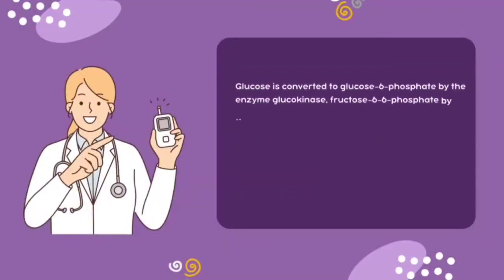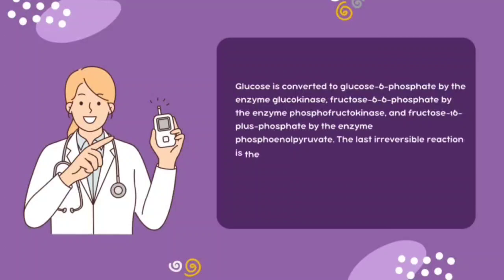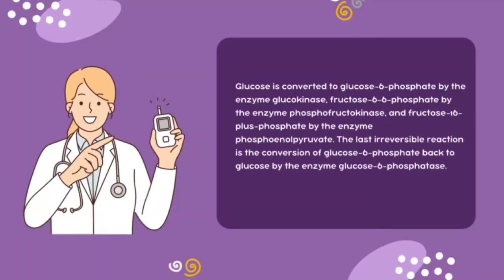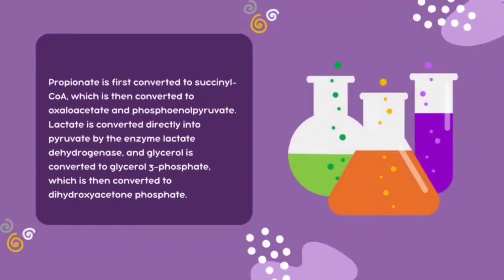in the blood. Glucose is converted to glucose 6-phosphate by the enzyme glucokinase, fructose 6-phosphate by the enzyme phosphofructokinase, and fructose 1,6-bisphosphate by the enzyme phosphoenolpyruvate. The last irreversible reaction is the conversion of glucose 6-phosphate back to glucose by the enzyme glucose 6-phosphatase. Pyruvate is first converted to succinyl-CoA, which is then converted to oxaloacetate and phosphoenolpyruvate.